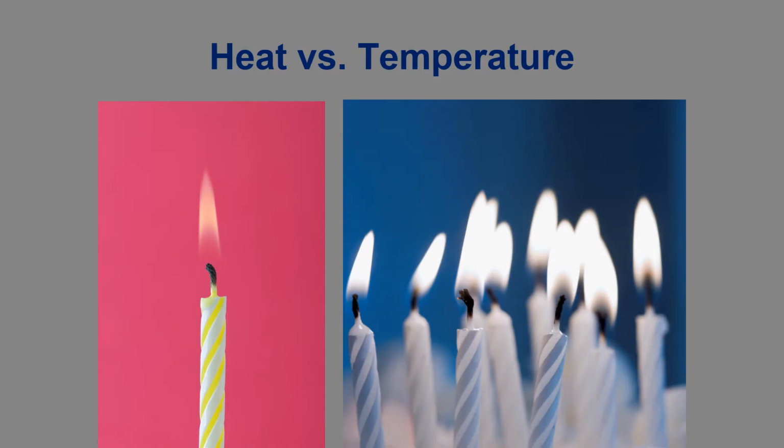Another way to describe the difference between heat and temperature is illustrated here. If we were to take the temperature above the candle on the left, it would be the same as the temperature taken above any candle on the right. However, the group of 10 candles on the right will put out 10 times as much heat as the single candle on the left.